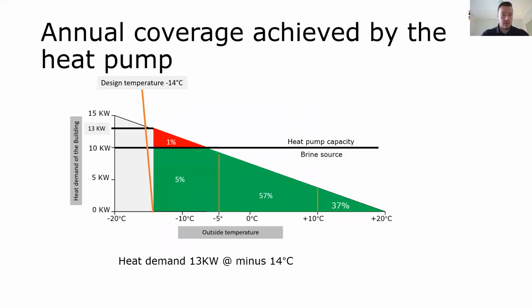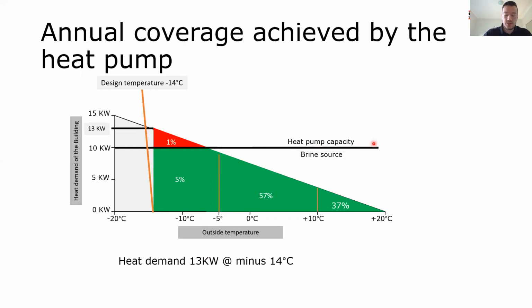Got a bit of time left. Okay, so same thing, different look, but just another example, I suppose. We've got the annual coverage achieved by the heat pump here. You'll see the design temperature is -14 degrees. We can deliver most of it with the heat pump, 13 kilowatt heat demand down to -14. We're in Europe now, so it's a different look, but the same principle applies.